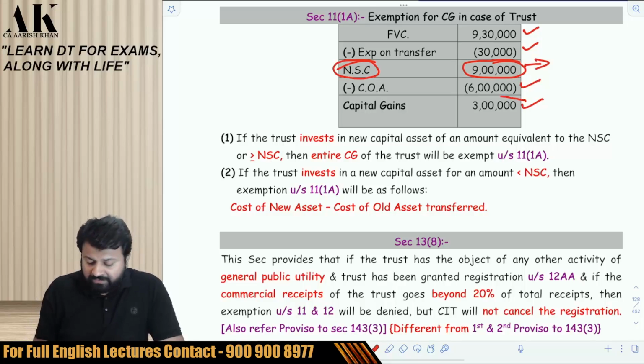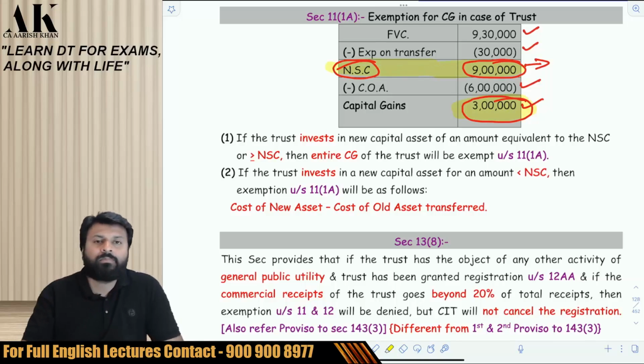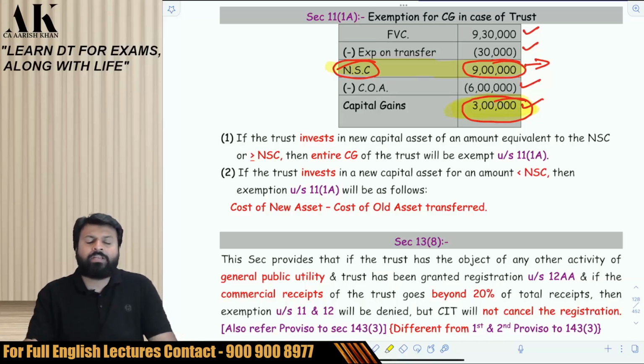So now, if the trust wishes to claim this as an exemption, if the trust wants to claim exemption of 3 lakh rupees, the law is very clear. The trust has to invest the net consideration entirely. If 9 lakh, that is net consideration, is invested in new capital asset, then the assessee will be getting an exemption of 3 lakh rupees.